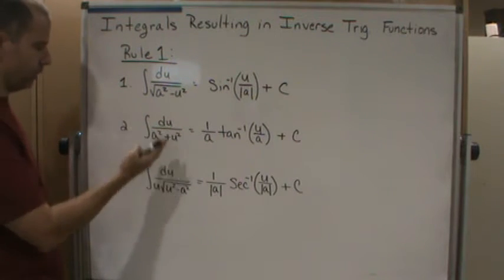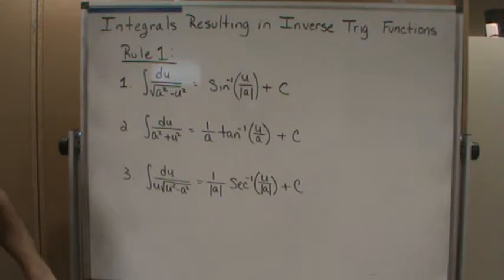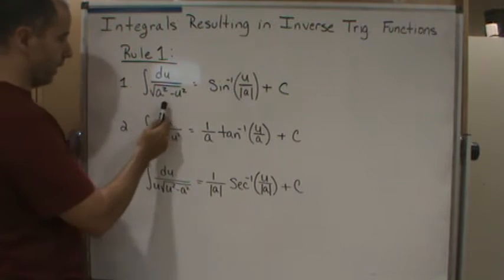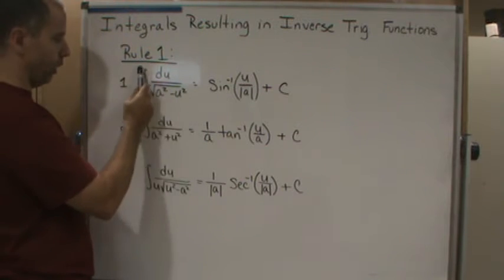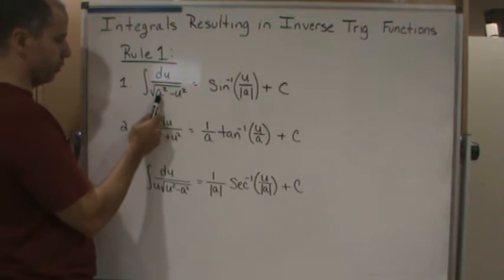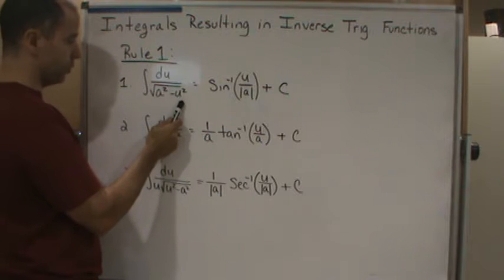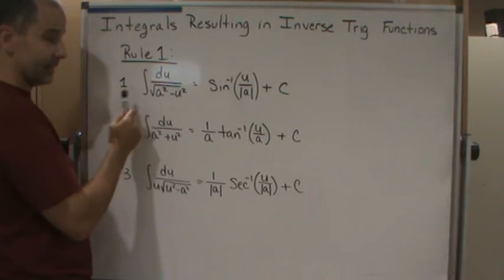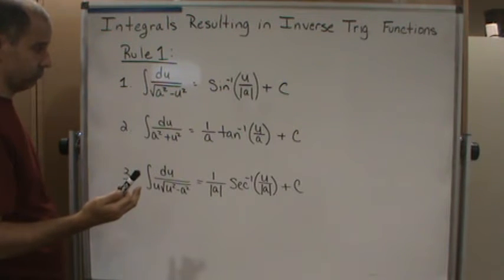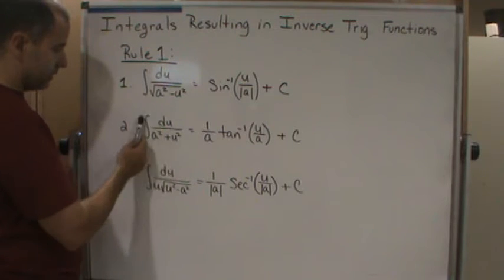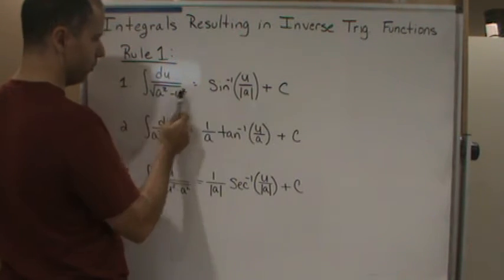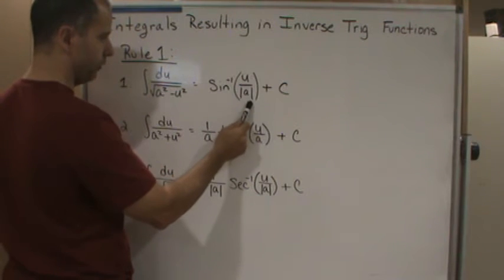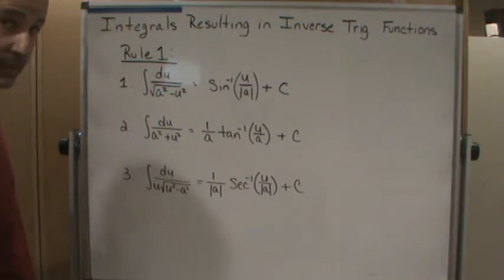But again, these are three of the integrals that result in inverse trigonometric functions. So the first one is this one. If you have anything of this form, where you have du over the square root of a squared minus u squared, where u is a function of x, and a is any constant, then this integral will result in sine inverse of u divided by the absolute value of a, plus c.